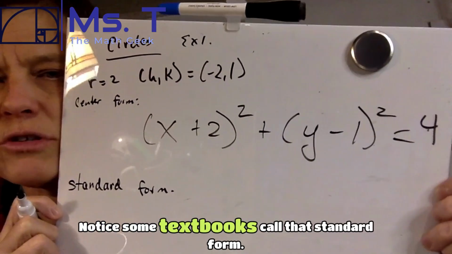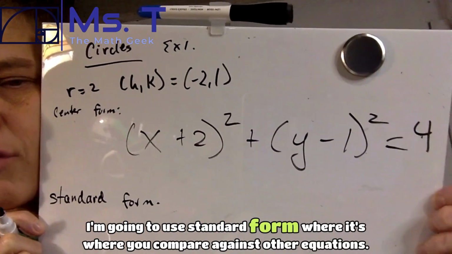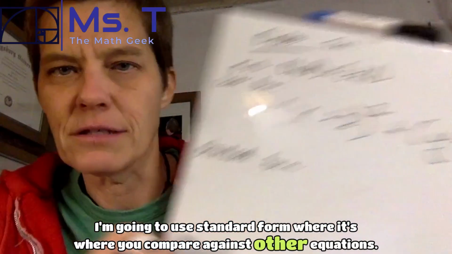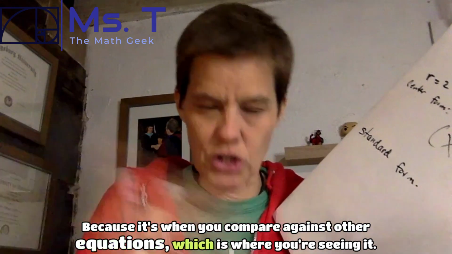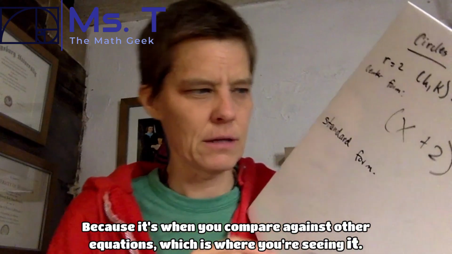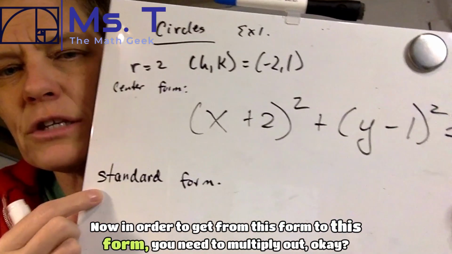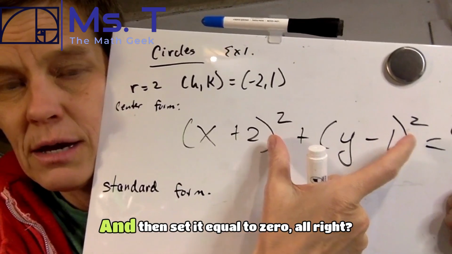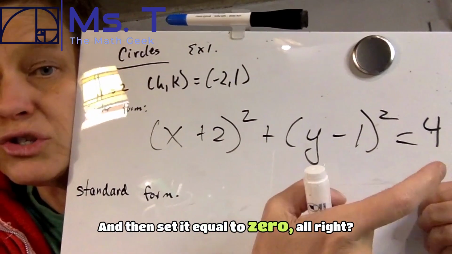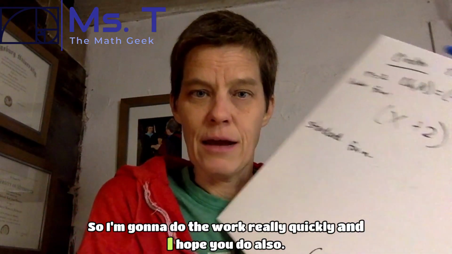I notice some textbooks call that standard form. That's fine. I'm going to use standard form where you compare against other equations, because that's where you're seeing it. Now, in order to get from this form to this form, you need to multiply out, okay? And then set it equal to 0, all right? So I'm going to do the work really quickly, and I hope you do also.